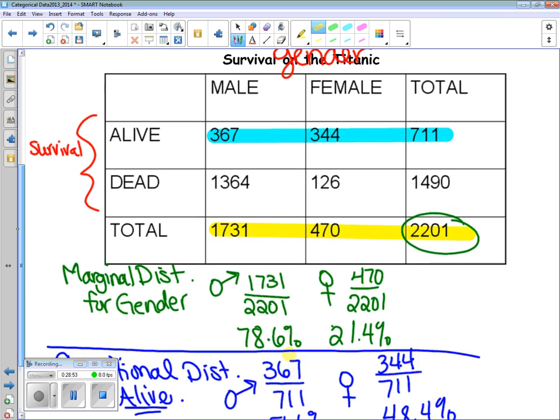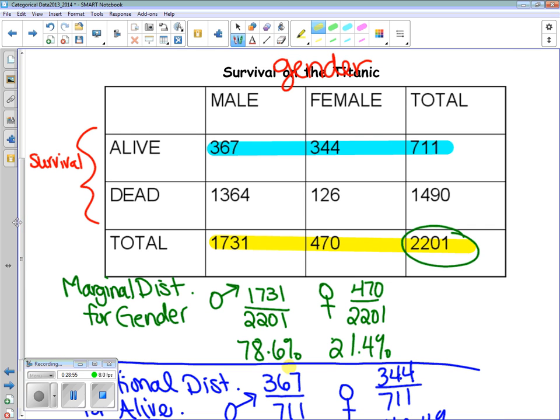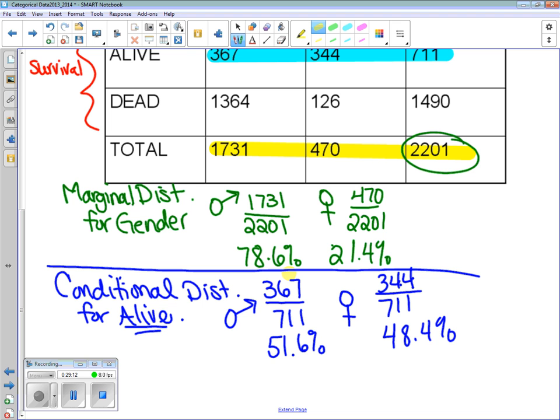There is more than one way to answer this question, and we will do it again when we get to our probability unit. So we'll talk about conditional probabilities and that kind of thing. But from just a categorical data perspective, we can actually compare the marginal distributions to the conditional distributions and answer the question.